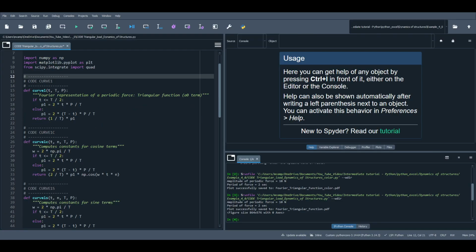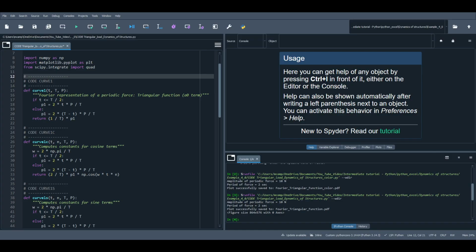After that we define the function curve1. This function defines the base shape of a triangular wave to calculate the offset or average value of this curve, taking time t, period big T, and amplitude p.